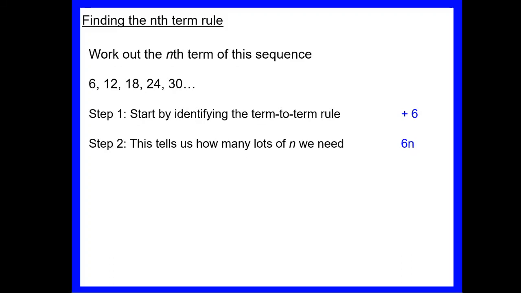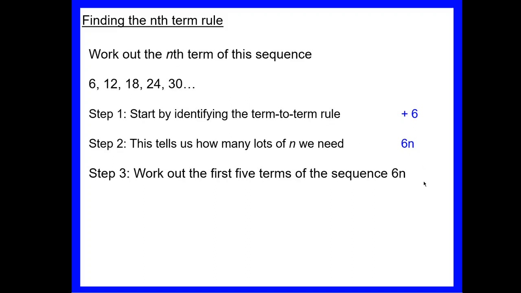Our next step is to write out the first 5 terms of this new sequence 6n. So remember, the first 5 terms are if I swap n for 1, then 2, then 3, then 4, then 5. So 6 times 1 is 6, 6 times 2 is 12, 6 times 3 is 18, 6 times 4 is 24, and 6 times 5 is 30. So we've taken our new rule and we've written out the sequence, the first 5 for that rule.